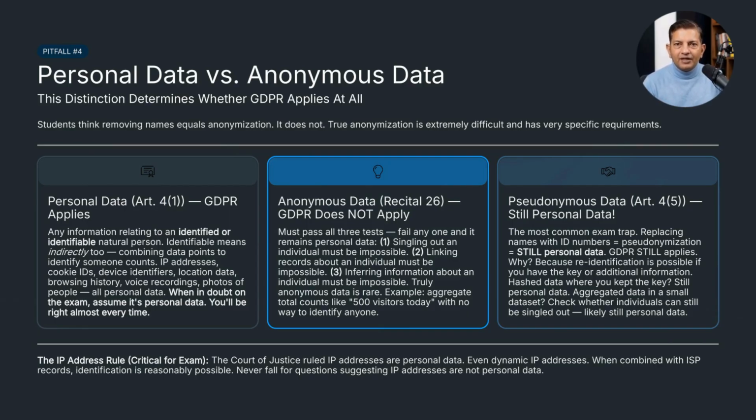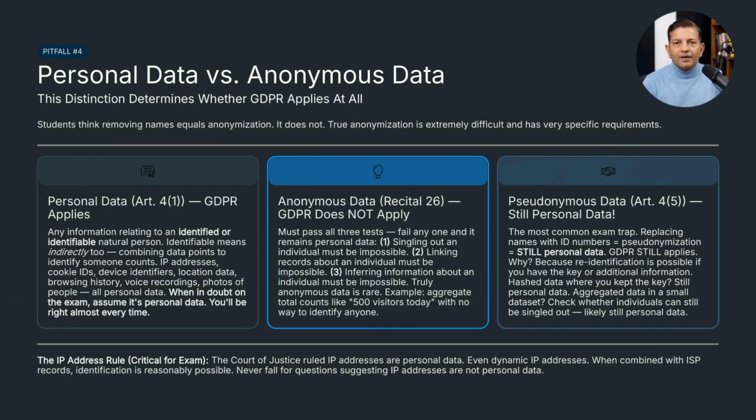Students constantly confuse pseudonymous data with anonymous data. Let's be crystal clear. Pseudonymous data, defined in Article 4(5), is still personal data. GDPR still applies. Pseudonymization is when you replace identifying fields with pseudonyms, like replacing names with ID numbers. But crucially, you can still re-identify people if you have the key or additional information. That makes it personal data.